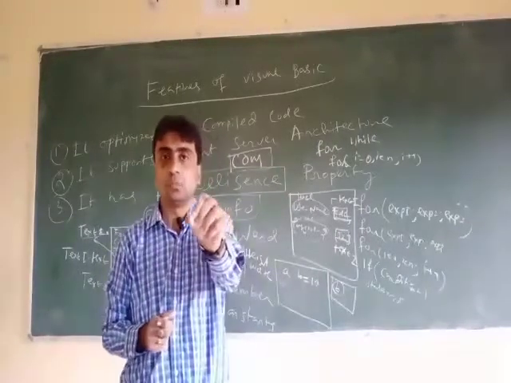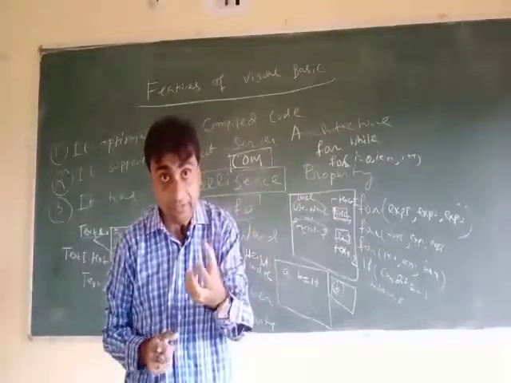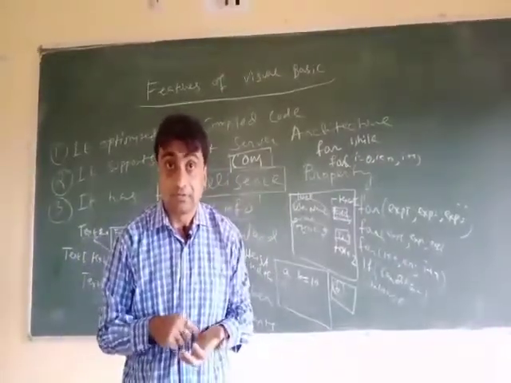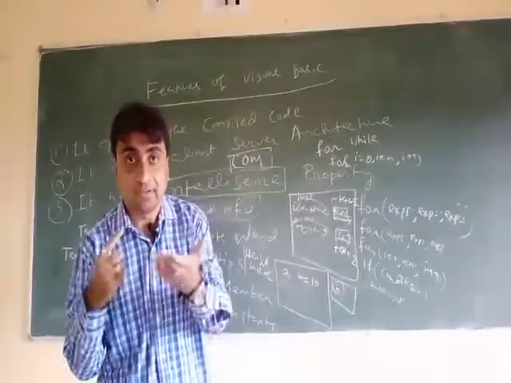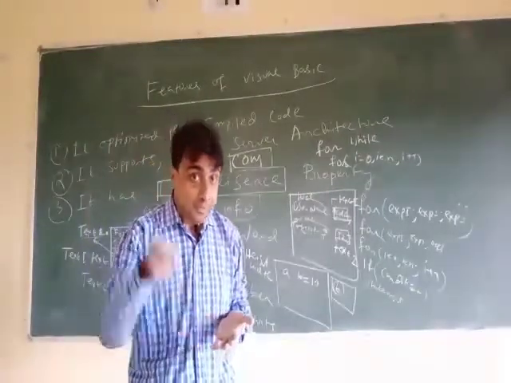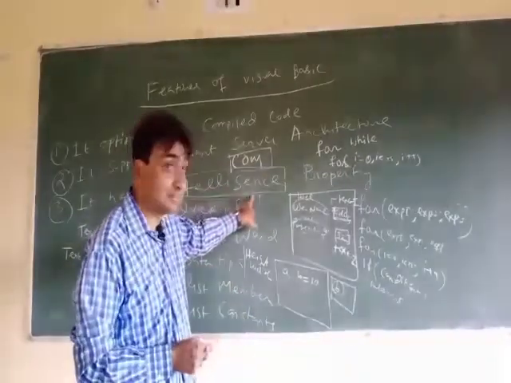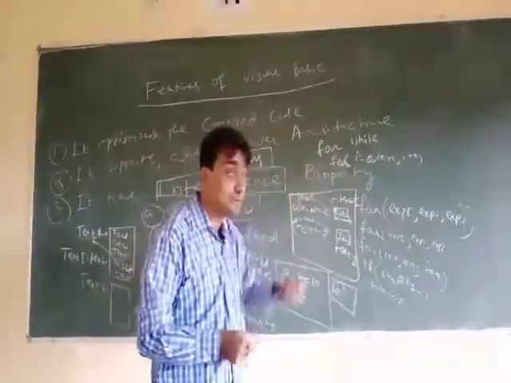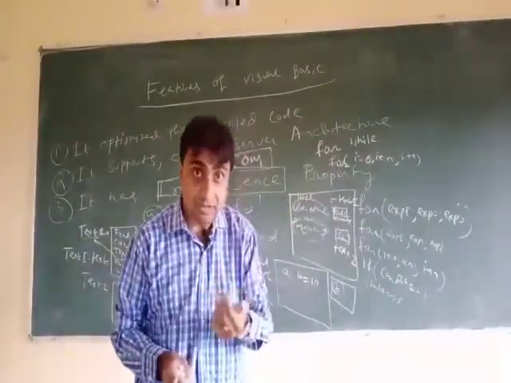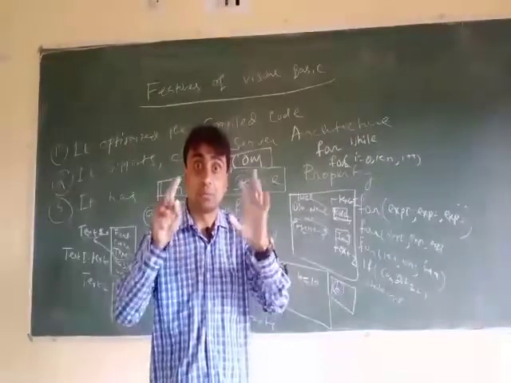One more example I'll give you: memory utilization. If it takes less memory, then it is optimized code. If it is user friendly, it is optimized code. If it is helping the user, like the Intellisense property, where you are getting syntax, the system itself is completing the word, it is giving some tips for you. That is optimization.